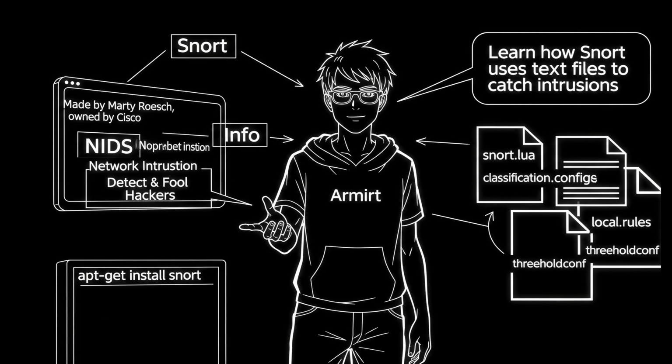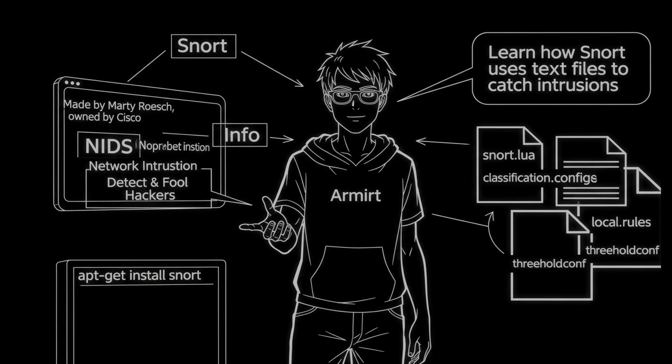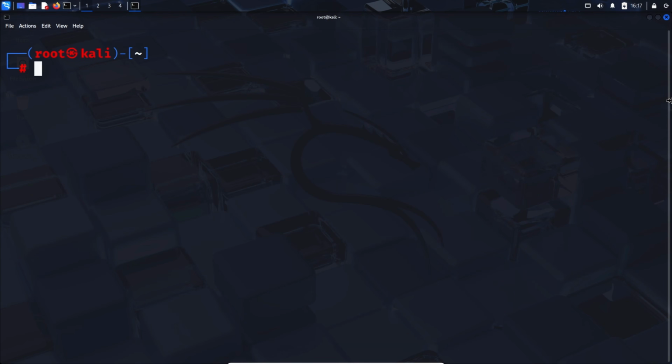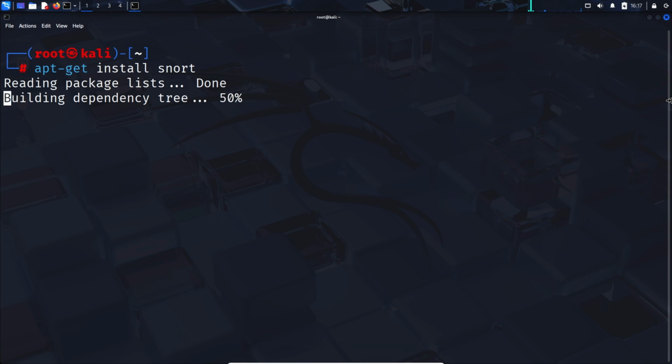NIDS, or Network Intrusion Detection Systems, are often used to catch hackers, so if you want to become a good hacker, you need to know how these systems work, both how they detect attacks and how you might be able to fool them. Note, if the version of Kali Linux you are using does not already have Snort installed, you can install it by typing apt-get install snort.